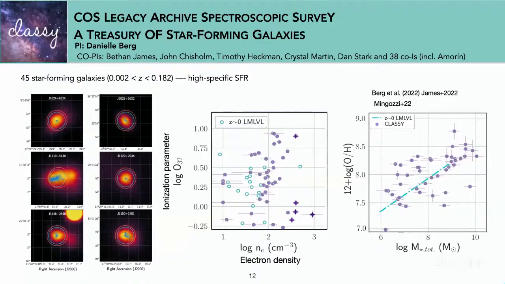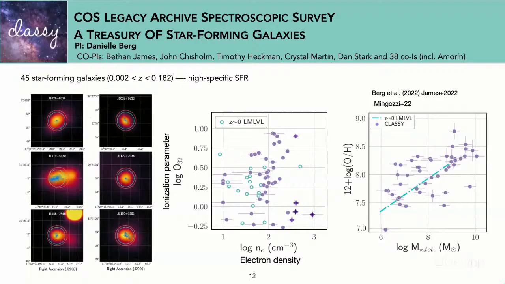So CLASSY was created to try to understand the properties of these galaxies, but also the chemical composition, using a combination of synergy, the UV and the optical. So CLASSY is 44 star forming galaxies and basically optical. Bias are related to high specific star formation. We have these nice galaxies here, with different apertures from the Hubble.